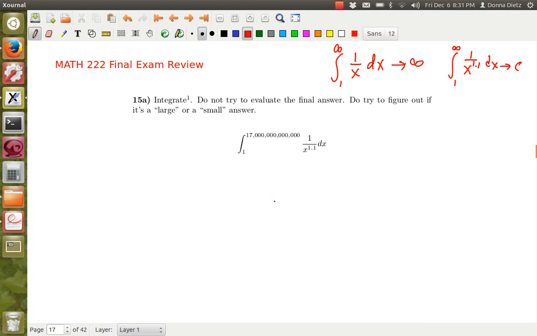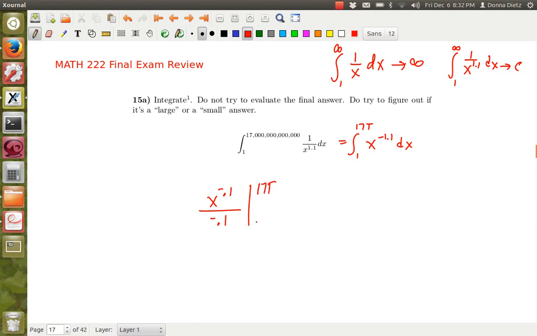Right, so we're going to just rewrite 17 trillion as 17t for now, and x to the minus 1.1. So then think about it. If you owe $1.10, and somebody gives you $1, then you owe 10 cents, right? So if I add 1 to minus 1.1, I still get minus 0.1, and I divide by the new exponent, okay?